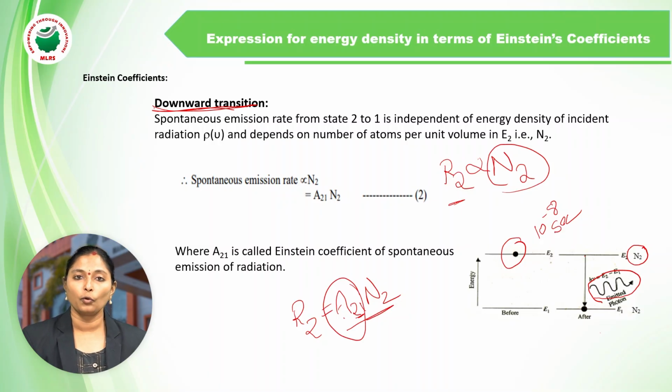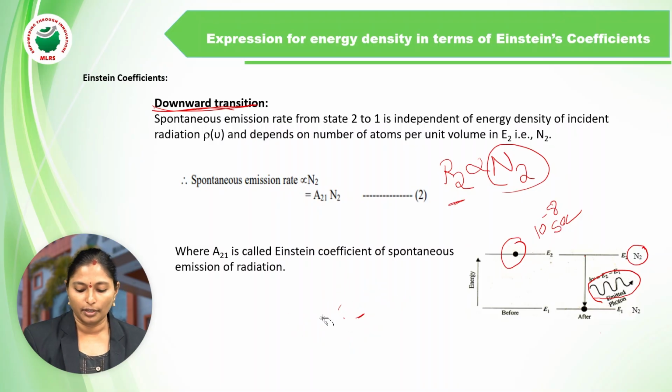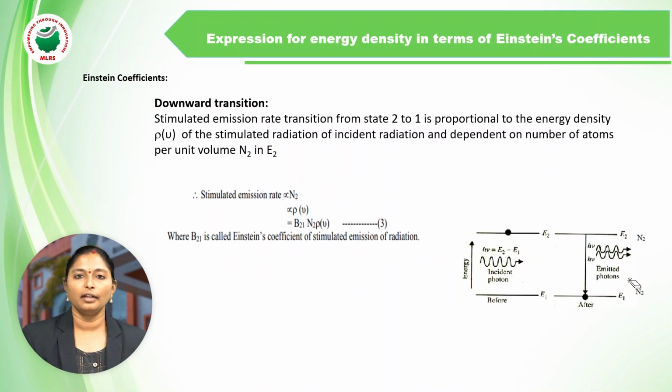So this is one downward transition, and we can go with the other downward transition rate. The second downward transition is stimulated emission, which is the main principle involved in our laser. So here what is going to happen? After absorbing some energy, the atoms are in the excited state. What happens in the spontaneous emission process after 10 power minus 8 seconds? After the lifetime of the excited state, the atoms come to the ground state by emitting one photon spontaneously, without giving any external energy.